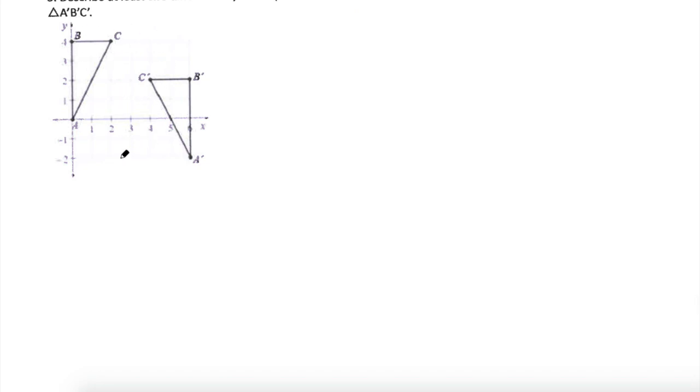The last example that we're going to look at is how we can write our own composite transformation rules when we are given the pre-image as well as the image. What we're going to do is think about what would allow this to flip the direction and then shift where it's located. So it's going to be some combination of a reflection and a translation.